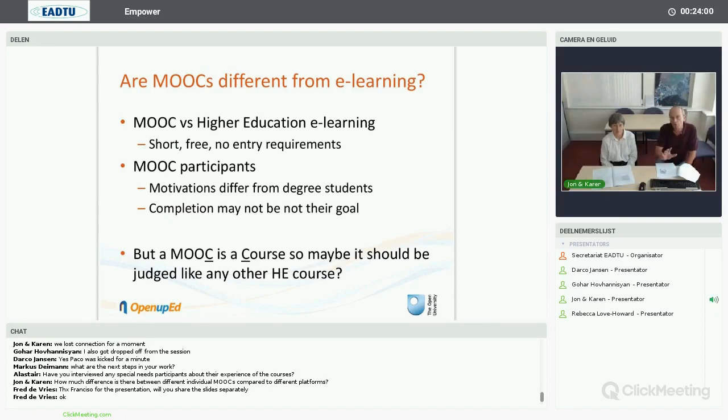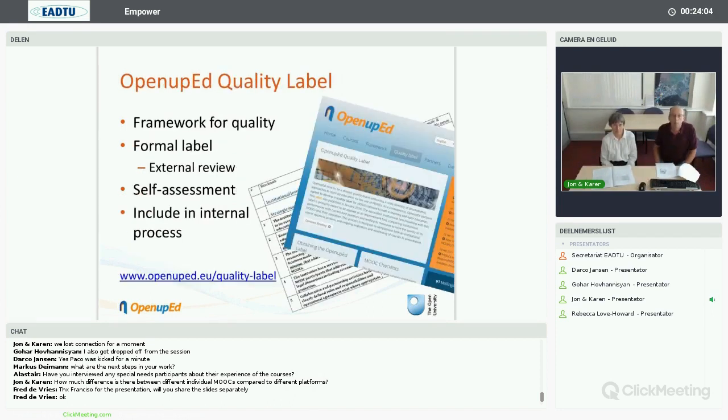So that's by way of general background. Specifically, the OpenupEd quality label provides, or could provide, a way of thinking about this which generalizes across different institutions, across different platforms. It's something that's available for anyone to use.